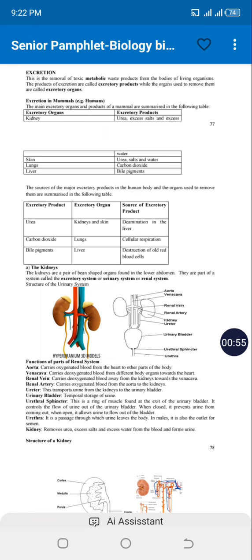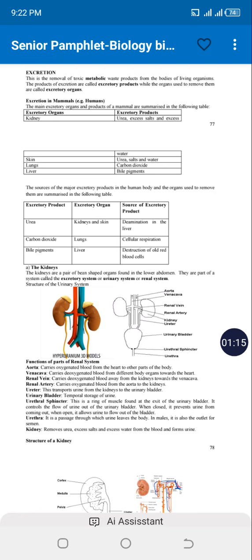So let's see what the organs are and what they remove. In the first box there we have the kidney. It removes what? Urea, excess salt and excess water. The skin is responsible for removing urea, salt and water. The lungs remove carbon dioxide. The liver removes bile pigment.